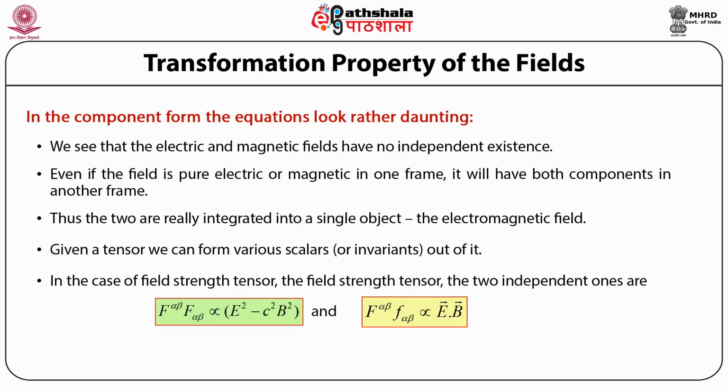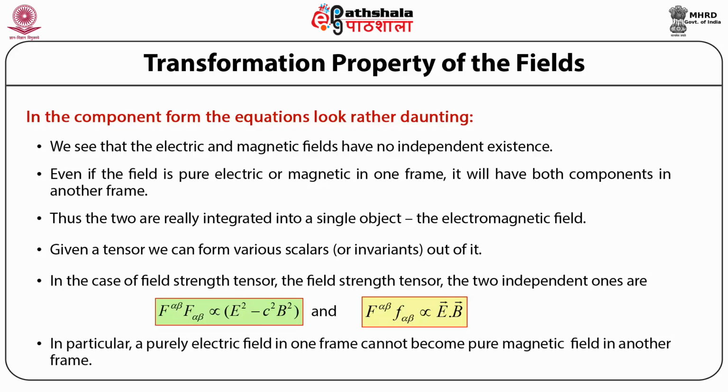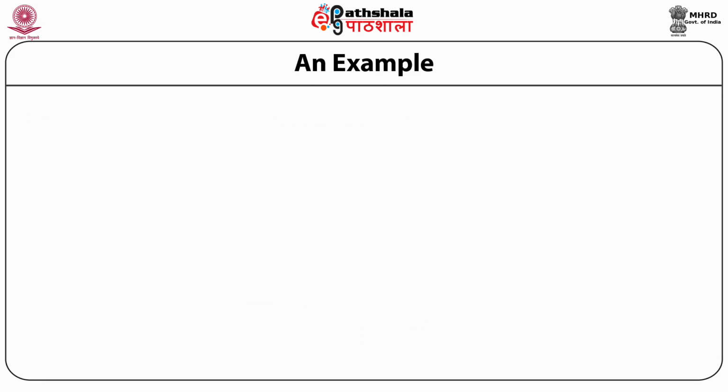magnetic field induction vector. In particular, a purely electric field in one frame of reference cannot transform as a purely magnetic field in another frame of reference, where the 2 frames of reference are moving with respect to each other in a general direction. An example.